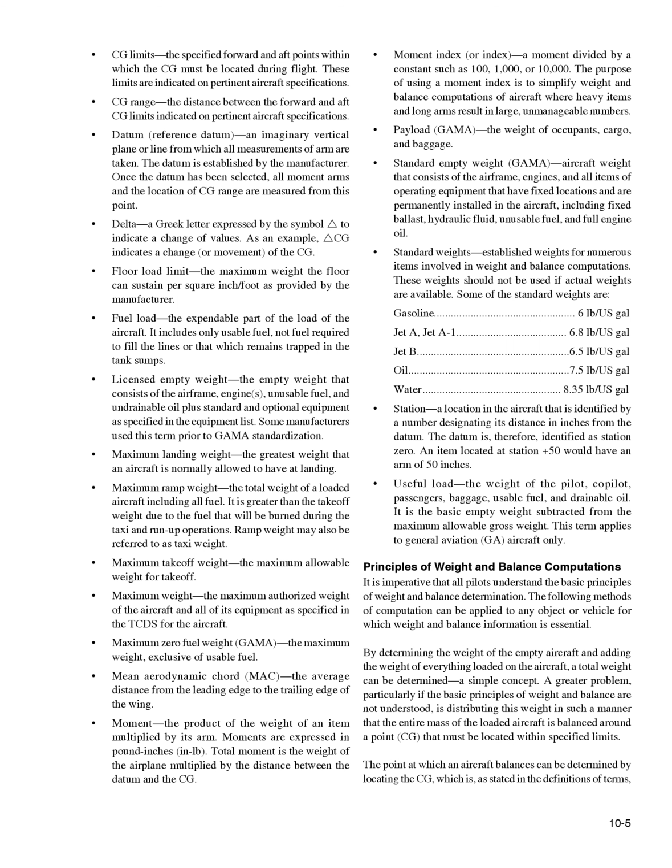CG limits: the specified forward and aft points within which the CG must be located during flight. These limits are indicated on pertinent aircraft specifications. CG range: the distance between the forward and aft CG limits indicated on pertinent aircraft specifications. Datum, reference datum: an imaginary vertical plane or line from which all measurements of arm are taken. The datum is established by the manufacturer. Once the datum has been selected, all moment arms in the location of CG range are measured from this point.